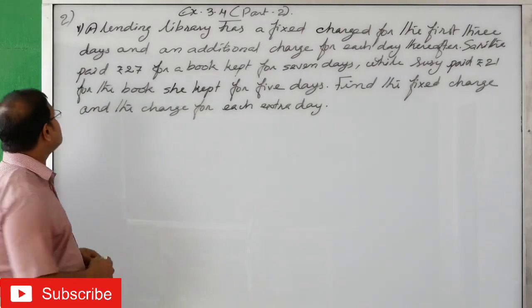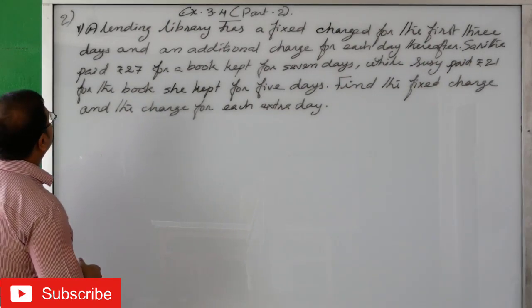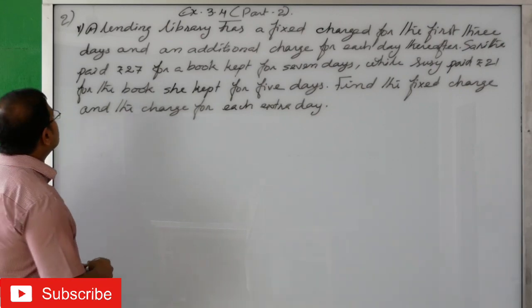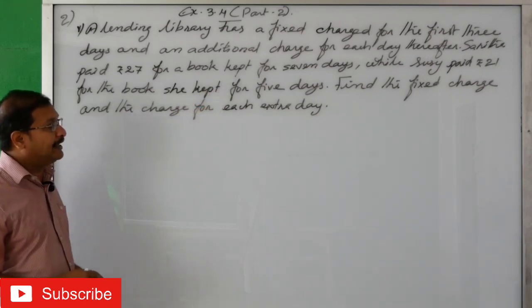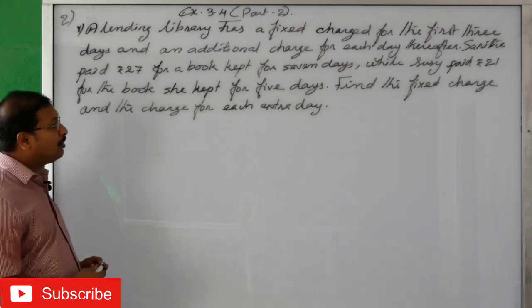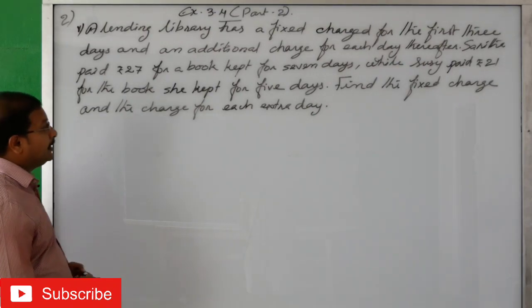I'll read the question once. A lending library has a fixed charge for the first 3 days and an additional charge for each day thereafter. Sarita paid rupees 27 for the book kept for 7 days, while Susie paid rupees 21 for the book she kept for 5 days. Find the fixed charge and the charge for each extra day.